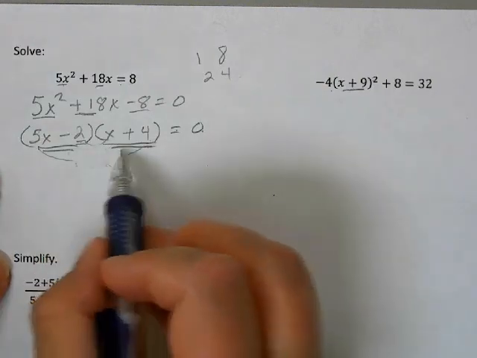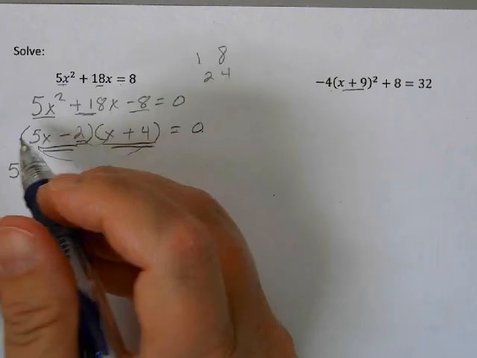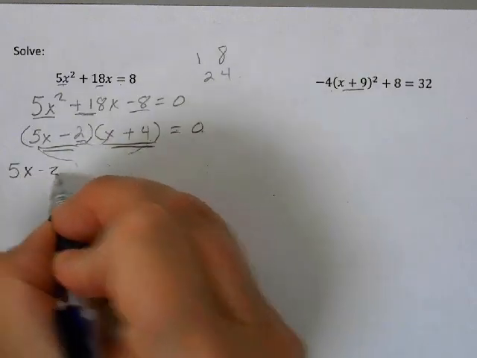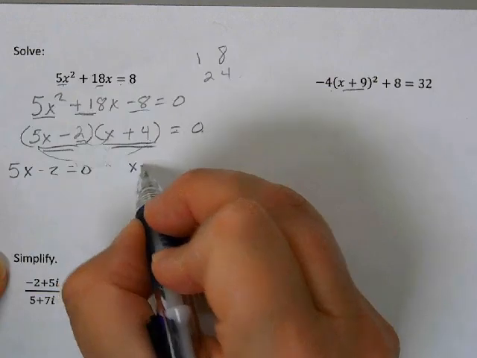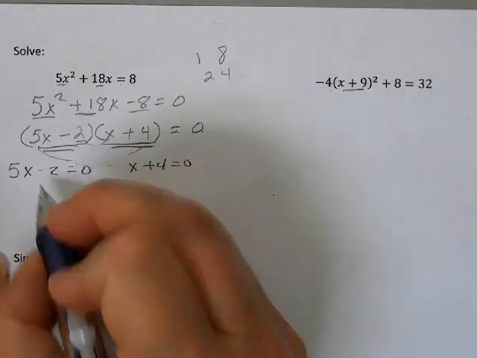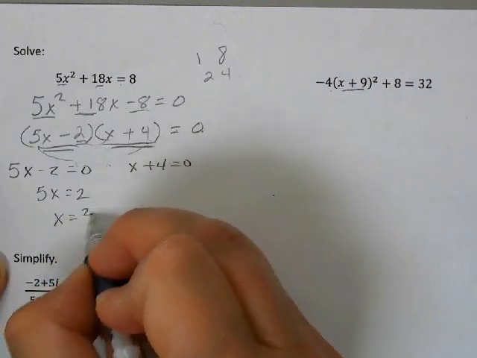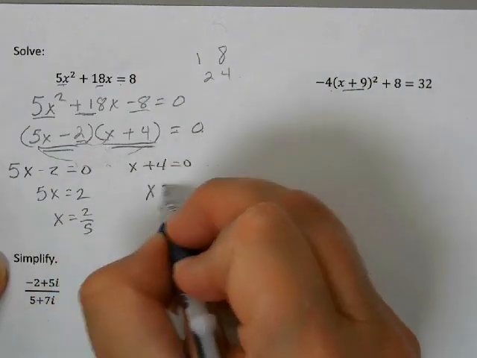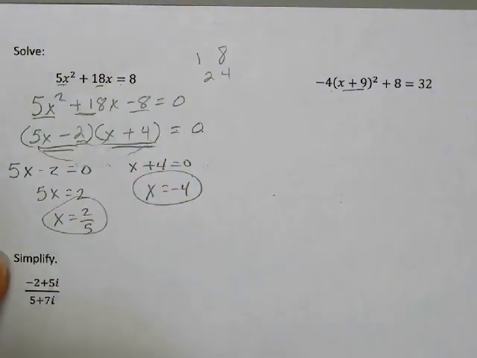And I know that when you multiply and get 0 for an answer, one of the two factors must be 0. So either 5x minus 2 equals 0 or x plus 4 equals 0. So 5x equals 2, or x equals 2/5, or x equals negative 4. I call these the solutions. Notice there's two solutions because I have an x squared in the problem.